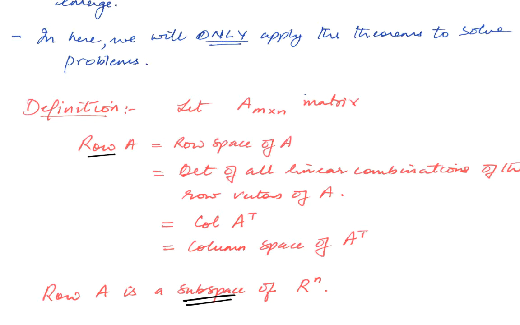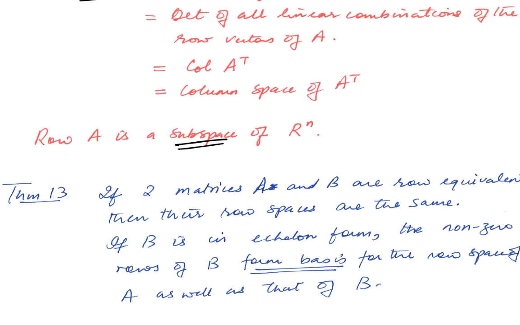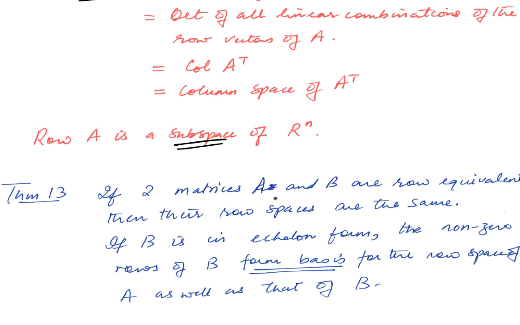Now, another powerful theorem, number 13 here. It states that if two matrices A and B are row equivalent, then their row spaces are the same. So if I have a B, which you get when you apply the algorithm as usual of section 1.2, and B is in the echelon form, the non-zero rows of B will not only form the basis for the row space of B, but also for that of A. It's a little different than the column spaces, guys. Keep that in mind. Very fine difference over here.